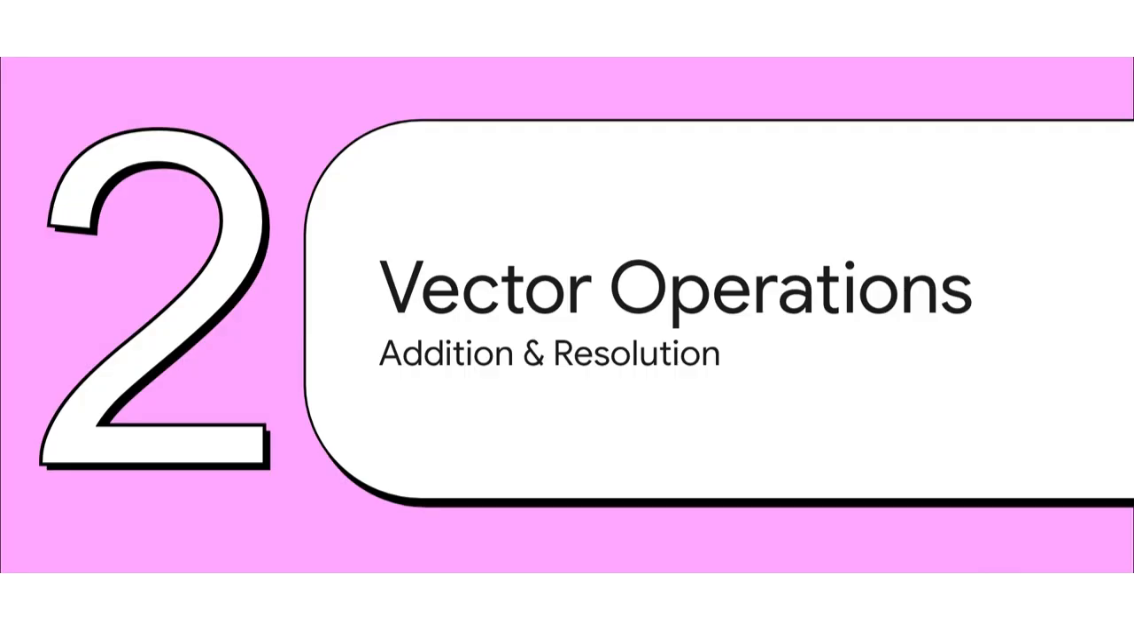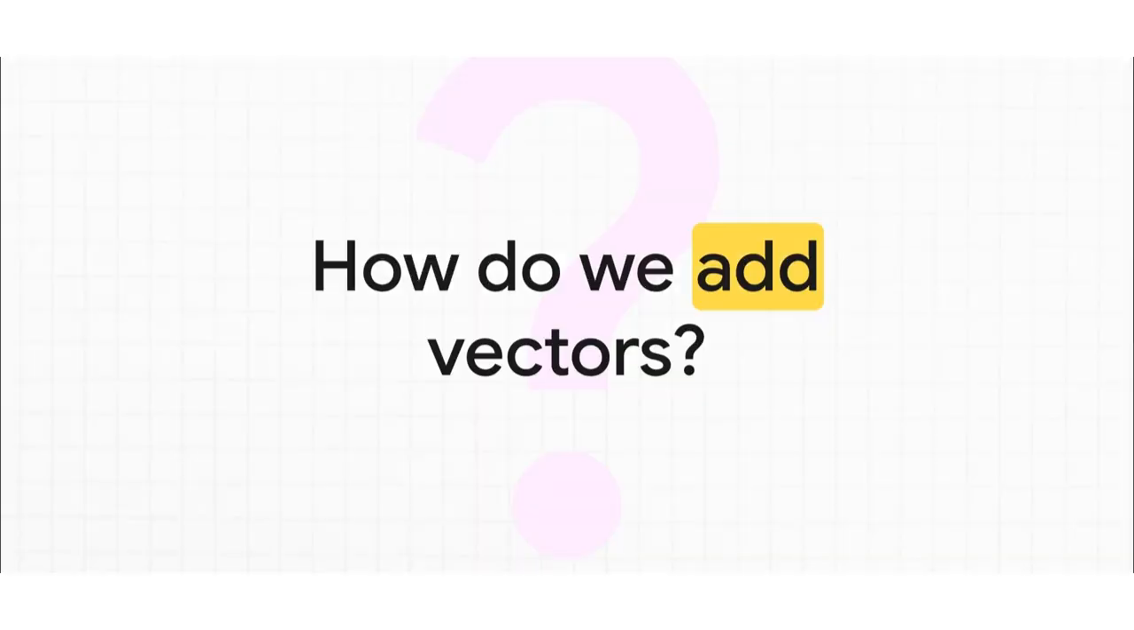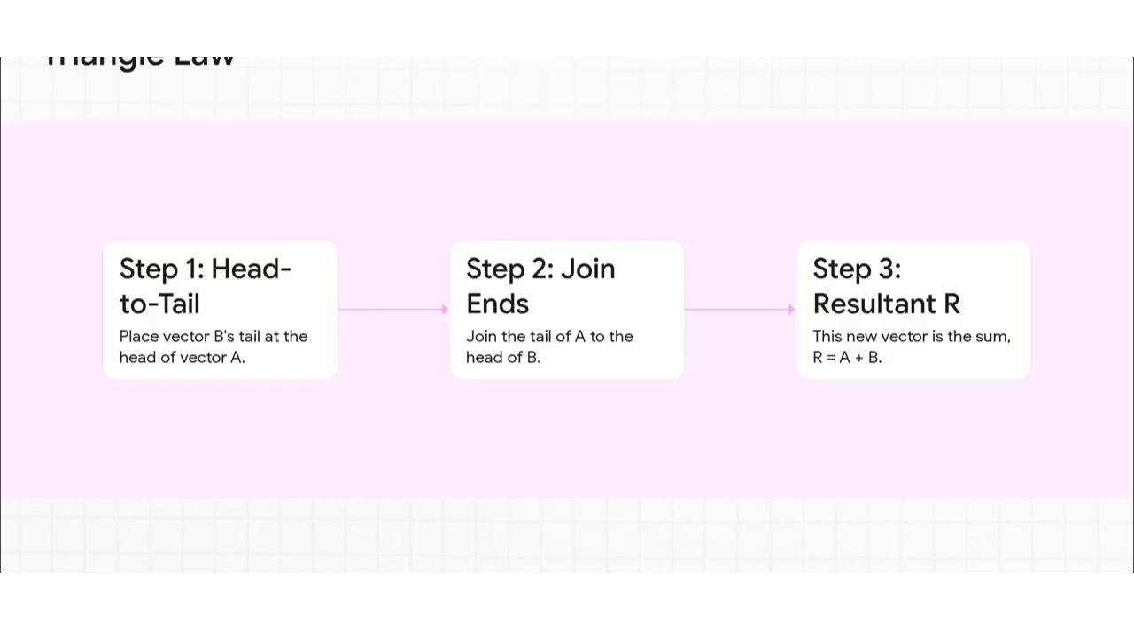Okay, so now that we know what vectors are, let's have some fun with them. Seriously, learning how to add them and break them apart, that's the real key to unlocking this entire chapter. So, think about it. If you've got two forces, or maybe two velocities, acting on a single object, how do you figure out their total effect? Their resultant. The first method is the triangle law, and it's so intuitive you'll get it instantly.